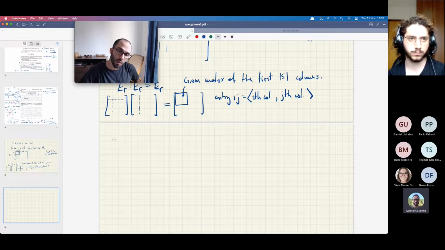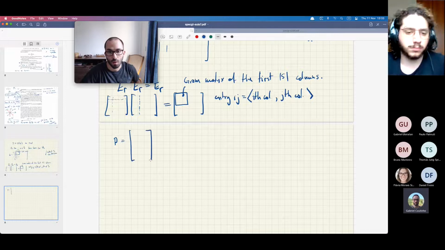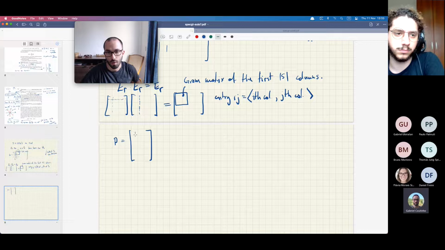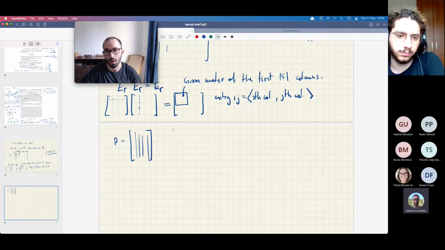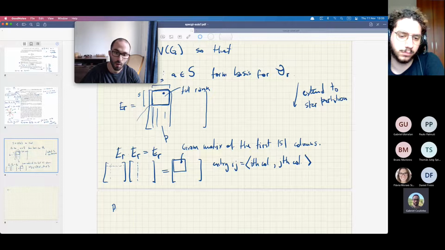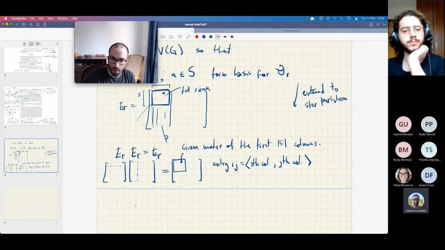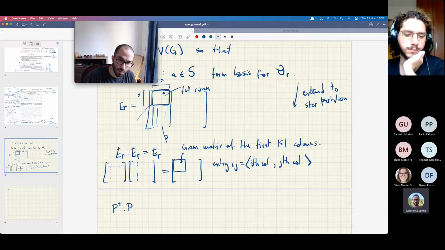So basically, let's say P is the matrix that contains only the first columns of the projector. So P is this matrix here. Then what's happening here is that this guy is P transpose times P.